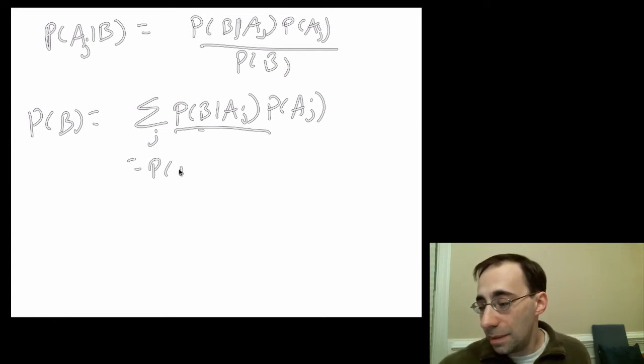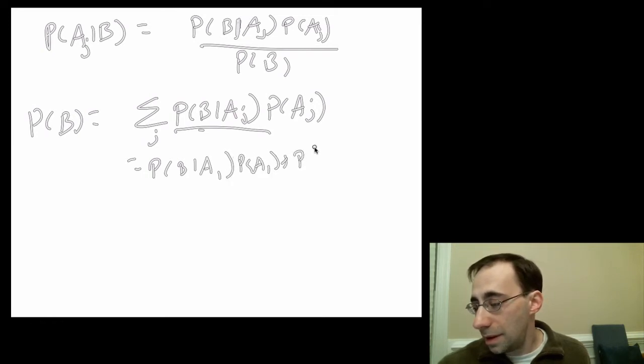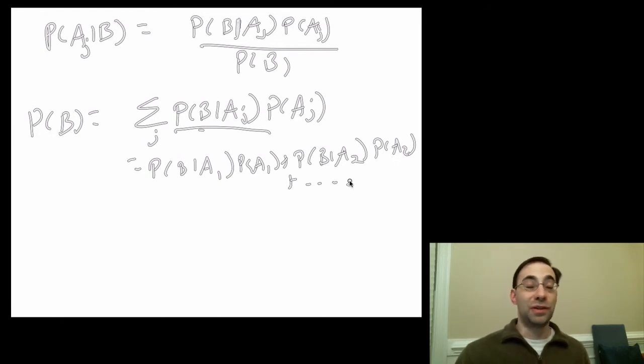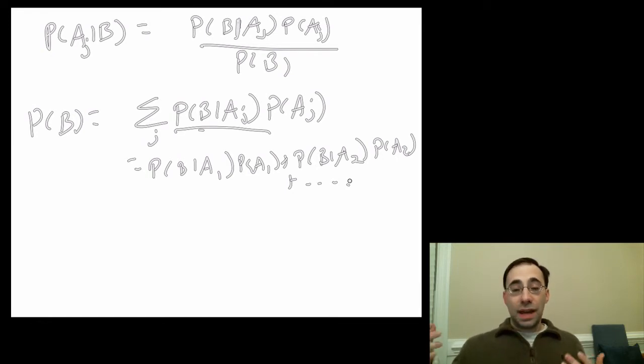So we have P(B given A1) P(A1) plus P(B given A2) P(A2) plus so on, until you run out of things in your set of A sub J's. So you take each one of these chances that B happens given A happens, and you weight it by the chance that that particular A happened. If P(B given A3) is 1, because whenever A3 happens, B always happens, but A3 never happens, then B is not going to happen.